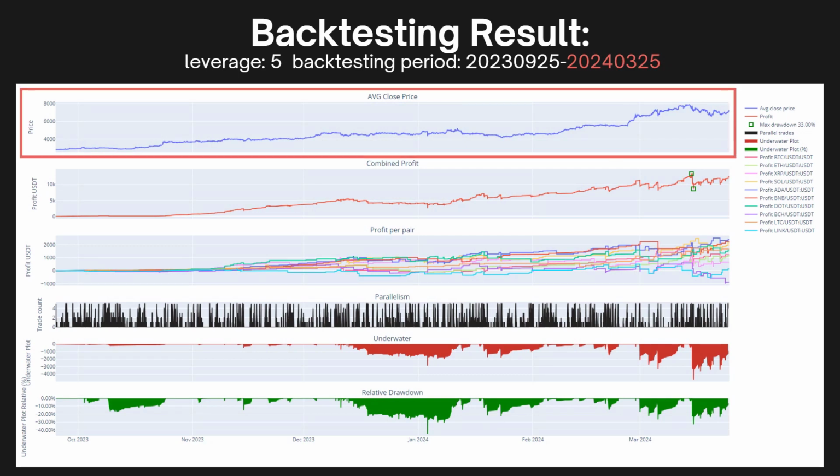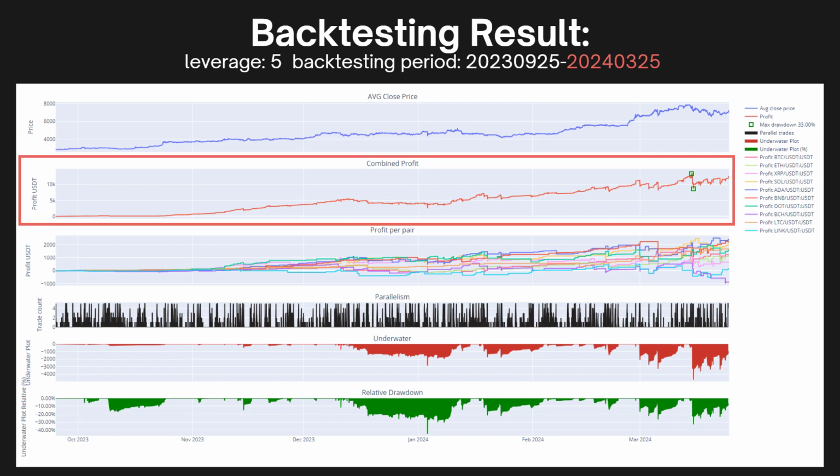On top, we can see the average closing price, which represents the average price of the 10 coins that we are trading. The average price increased from 3,000 to 7,000 over these 6 months. Using this strategy could yield 10-fold combined profits. The maximum drawdown is 33%, which only lasts for 1 day, after which profits start recovering.